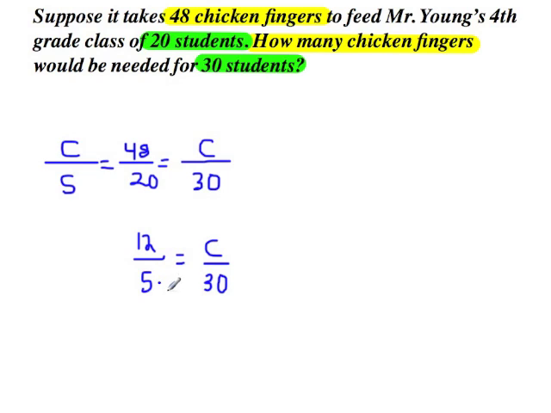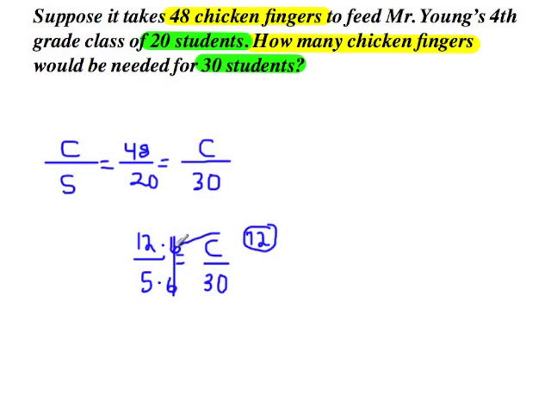5 times what gives you 30? Well, 5 times 6 is what gives me 30, so I could just multiply the top by 6 and get 72. You may do that anytime you have an even division either on the bottom or on the top.